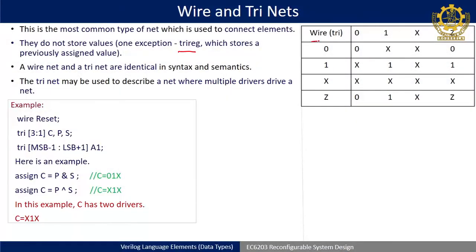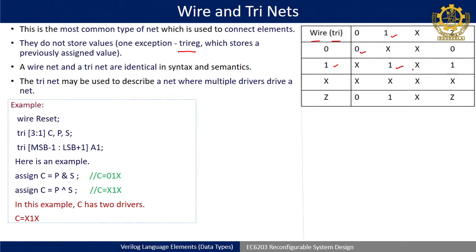Understood my point? That is why, in the table on the right side, I have written wire and tri, which means this table is valid for both wire as well as tri. In the multiple driver case, it shows that one of the inputs is 0 1 x z, and another is 0 1 x z. If both inputs are 0, then the output will become 0. Out of this table your final result will be evaluated. Let us say one input is 1 and another input is 1, then my output is 1.